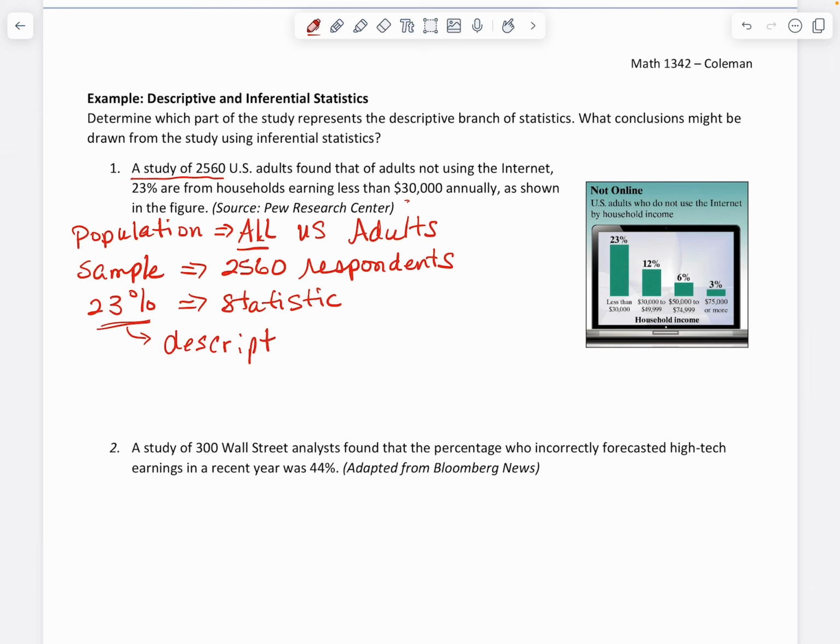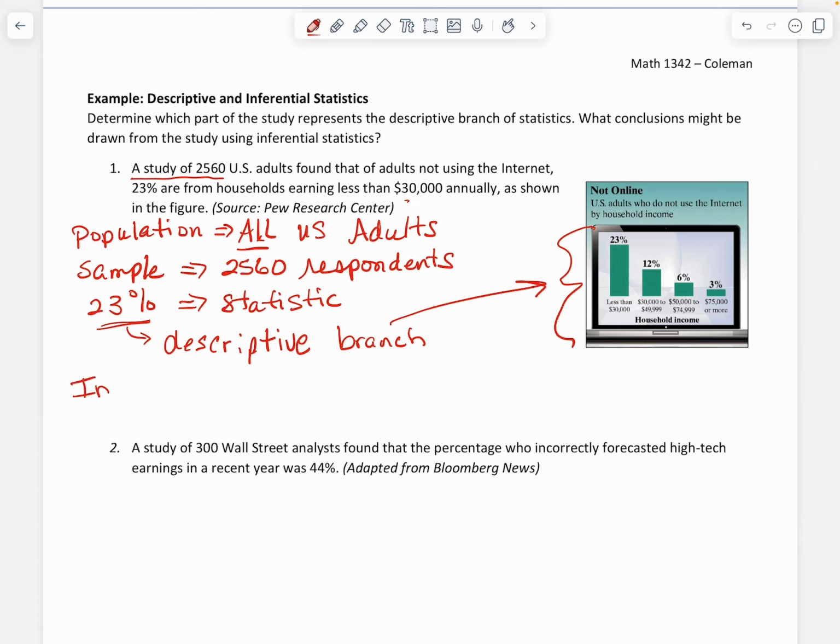So this is the descriptive branch. Again, it is describing your data. Also, and you will see often in this class, we do put data in charts. So this right here is also descriptive.